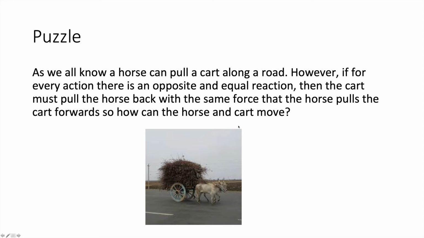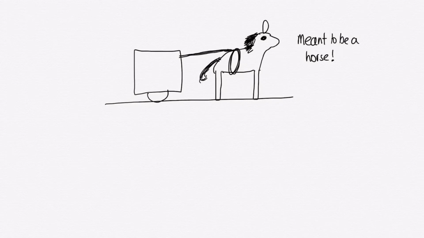So here's a puzzle to think about. As we all know, a horse can pull a cart along a road. However, if for every action there's an opposite and equal reaction, then the cart must pull the horse back with the same force that the horse pulls the cart forwards. So how can the horse and cart move forwards? So I've tried to draw a horse and cart. I'm sorry, I'm really bad at drawing.